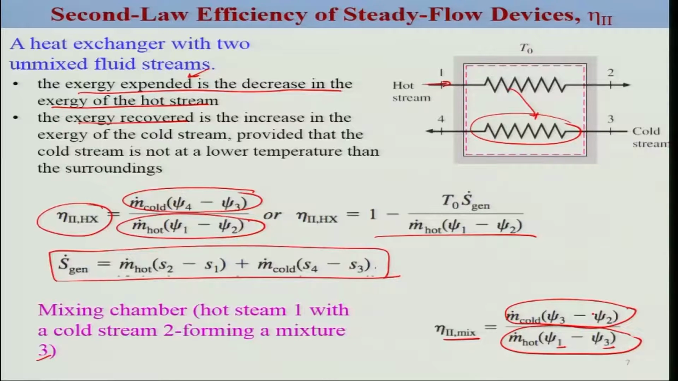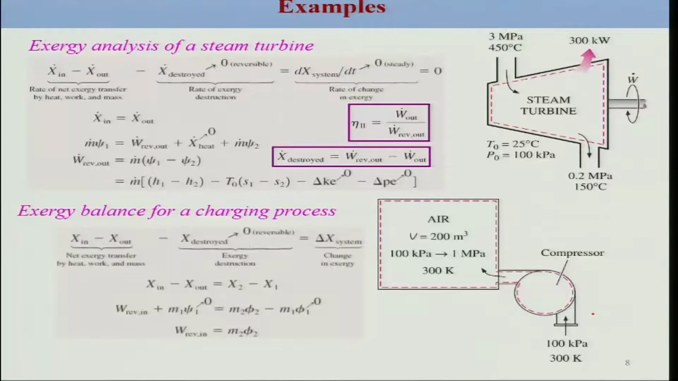So one has to do this analysis very carefully to make sure that you find out the exergy recovered correctly and exergy supplied correctly in order to find the second law efficiency of such devices, which we are going to say steady flow devices. Okay, so we can end this lecture with this example. The first example is exergy analysis of a steam turbine, which is a steady flow device, and this is your control volume.